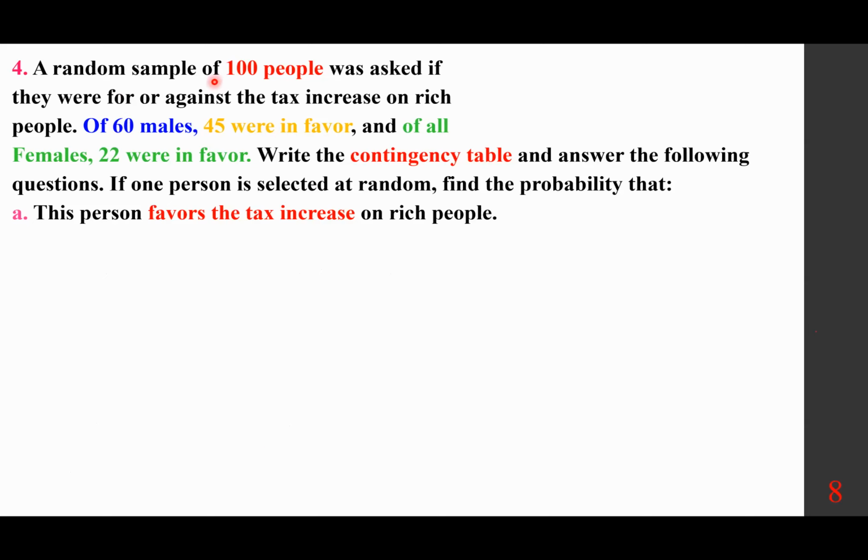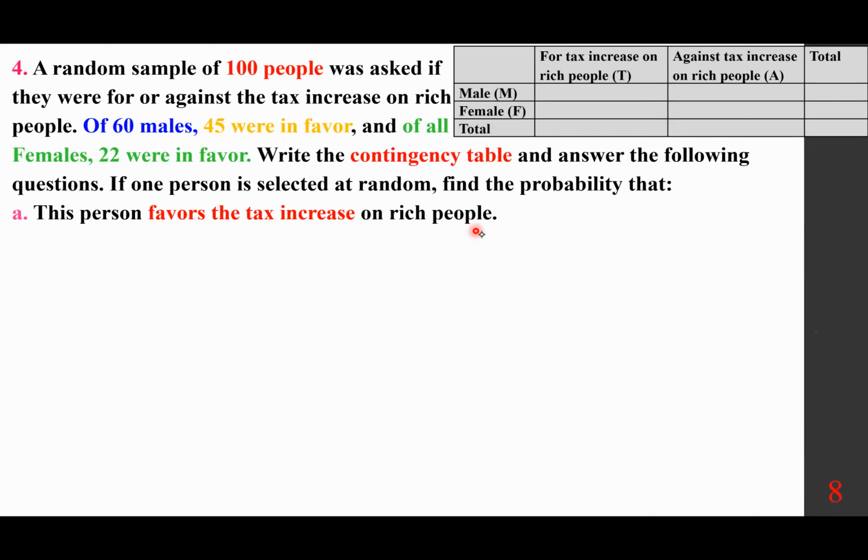A random sample of 100 people was asked if they were for or against the tax increase on rich people. Of 60 males, 45 were in favor, and of all females, 22 were in favor. Write the contingency table and answer the following questions. If one person is selected at random, find the probability that A, this person favors the tax increase on rich people. Excellent. So we have to write the table.